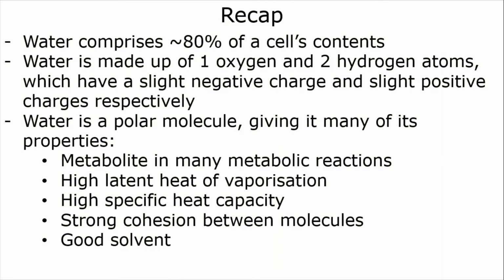So let's recap everything that we've learned today. We've learned that water comprises approximately 80% of a cell's contents. We know that water is made up of 1 oxygen and 2 hydrogen atoms, which have a slight negative charge and a slight positive charge respectively. Because of the way the electrons are shared, hydrogen's electrons are pulled slightly towards the centre of the oxygen atom, meaning hydrogen gets a slight positive charge, and because oxygen has its unpaired or unshared electrons, it's got a slight negative charge.